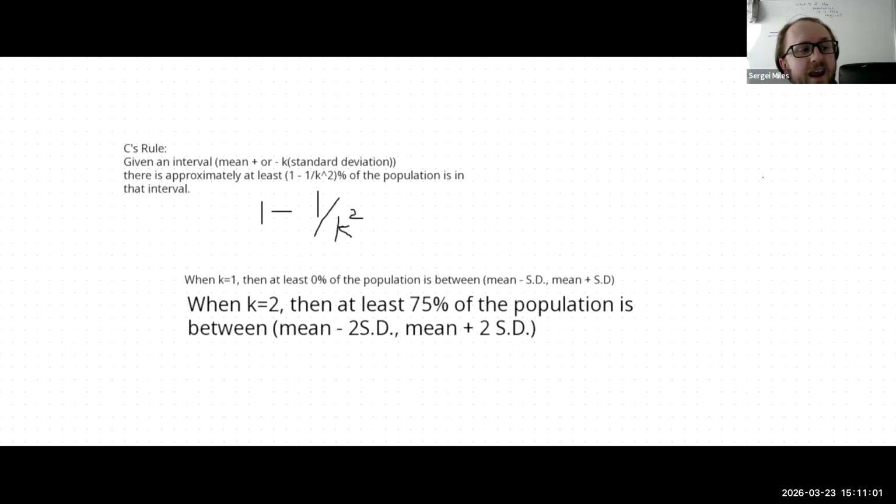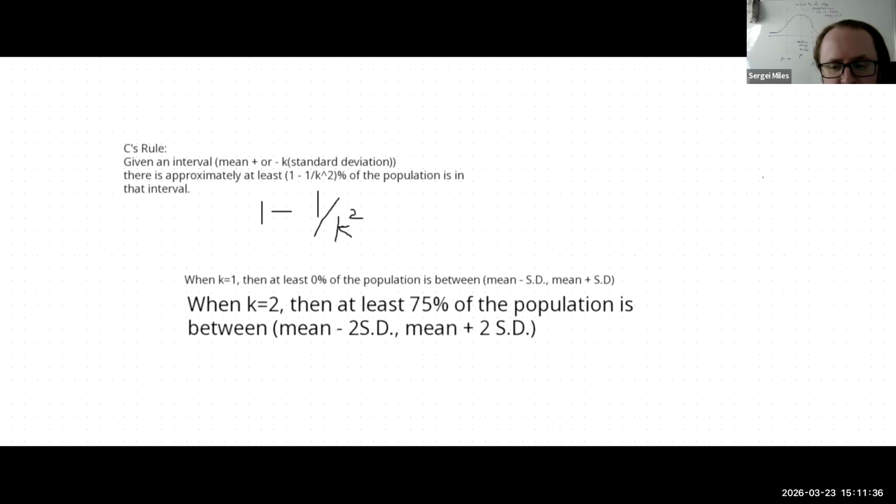But you can make k whatever you want here. K could be 3. K could be 4. You could even make k a decimal. What if k is 2.5? Or if k is 1.5? Whatever k you want, plug it into the formula, and we can figure out at least what percent of the population has to be contained in that region. Okay? So this is what Chebyshev started with, what Chebyshev did for us. The same formula is also given in the textbook. This is called Rule 2.1.